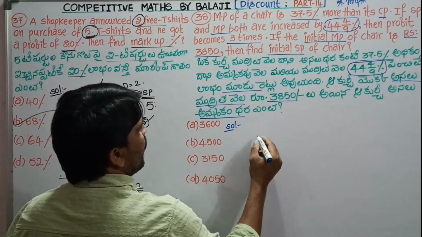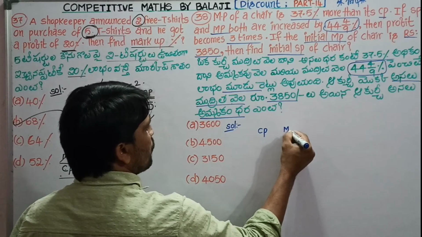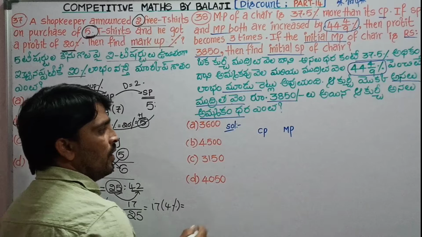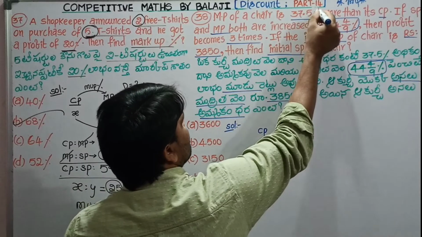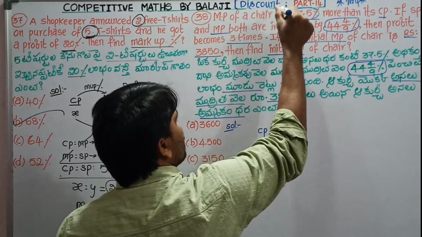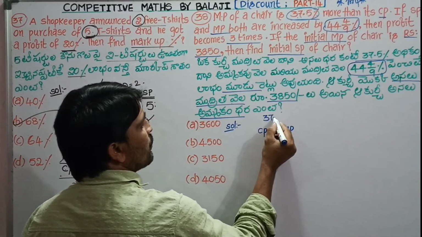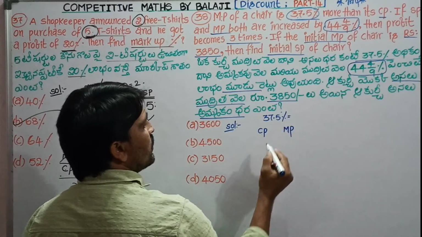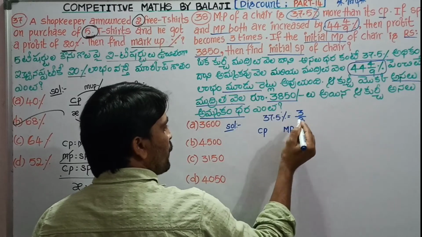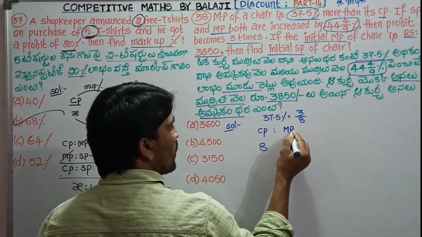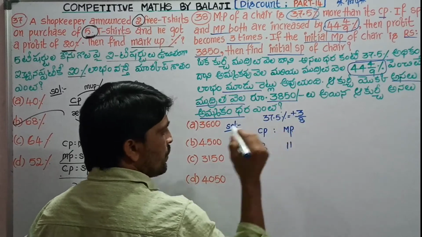Solution: suppose the initial cost price of the chair be CP and the initial market price of the chair be MP. Given that the market price of the chair is 37.5% more than the CP, and we know that the 37.5% fraction value is 3 times of 12.5, that is 3 by 8. That means if 8 units are the cost price, then the market price is 8 plus 3, 11 units. 3 units more than the cost price is the market price.